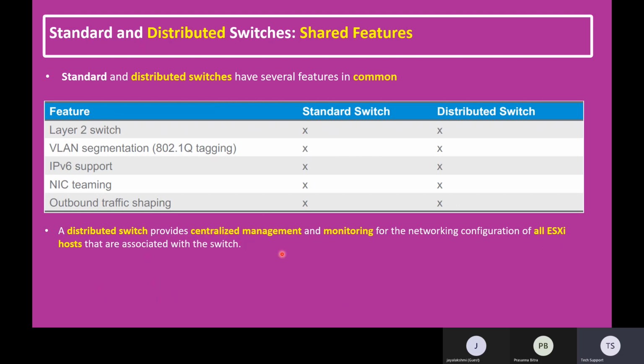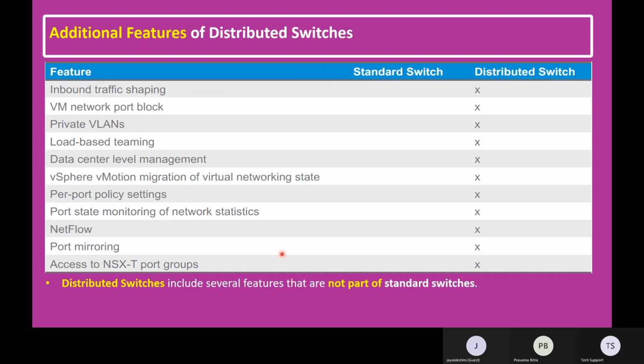Now we're going to observe which features are not available in the standard switch but only available in the distributed switch. So, additional features of distributed switches. See here, I haven't put any option for the standard switch. That means it's not applicable. It's applicable only for the DV switch. So the DV switch has all these additional features. We have inbound traffic shaping at the virtual machine network level. We can do port blocking: we can block the port or we can allow the port. That feature is available in the distributed switch.